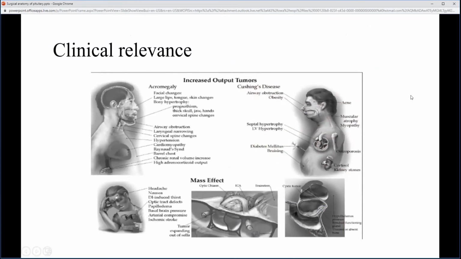When we have a hormone secreting tumor, depending on the type of hormone, if it's a growth hormone in an adult, we have acromegaly with facial changes, airway obstruction, laryngeal narrowing, barrel chest, and chronic renal volume increase. On the other hand, if it is, for example, a cortisol secreting or adrenocorticotrophic hormone secreting tumor, we would have Cushing's syndrome due to hyperstimulation of the adrenal gland. As we can see on the lower left image, there's headache and visual field defect, and then we have the mass effect on the surrounding structures of the pituitary gland. Next slide.